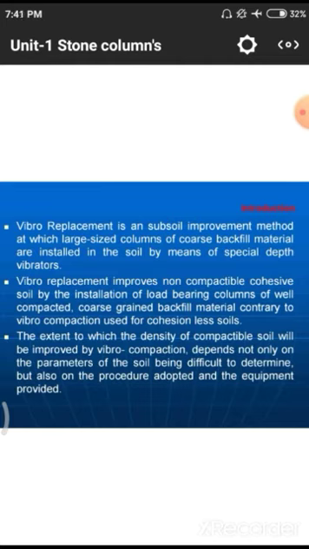Vibro replacement is a subsoil improvement method in which large columns of coarse backfill material are installed in the soil by means of a special depth vibrator. When we have one column with a larger depth, that larger depth column is replaced by constructing smaller depth columns, 2 or 3 of them.